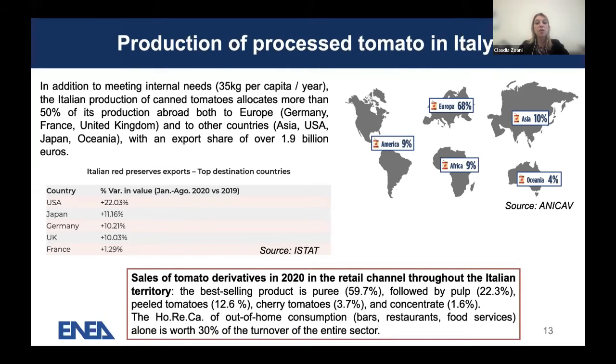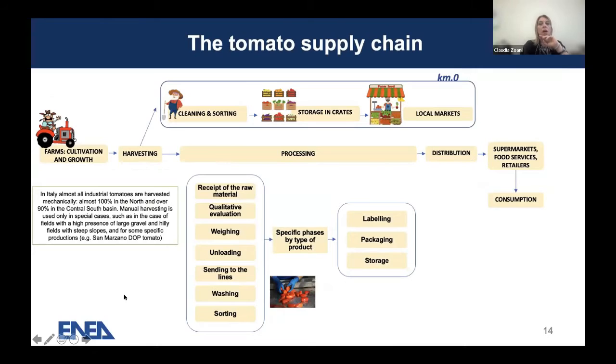And concerning the selling through the Italian territory, the best-selling product is tomato puree. Then we have the pulp, peeled tomatoes, cherry tomatoes, and the concentrate. And also the HoReCa sector covers more than 30% of the turnover of the sector. So we have really a big market around the tomato production sector.